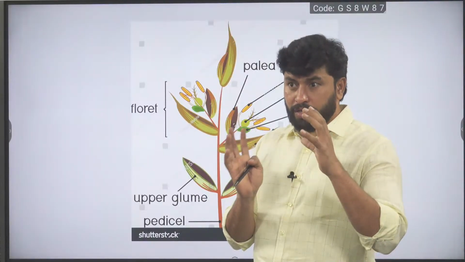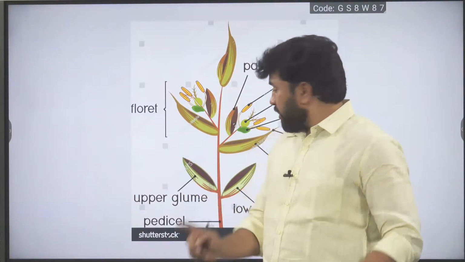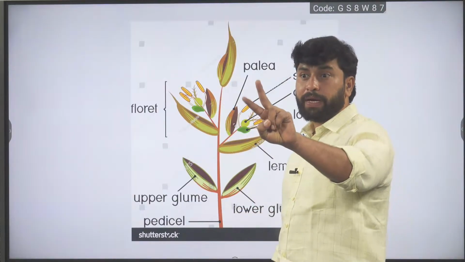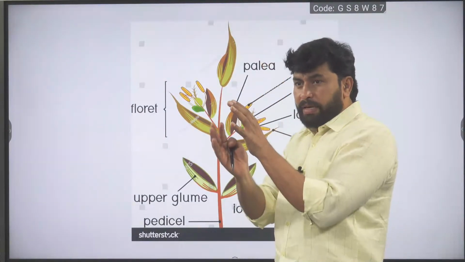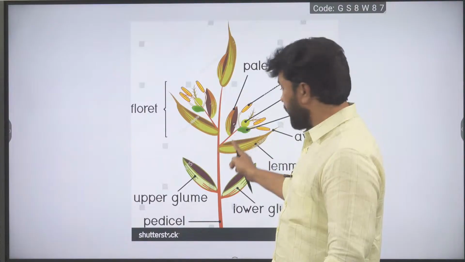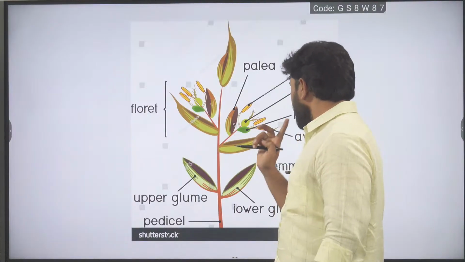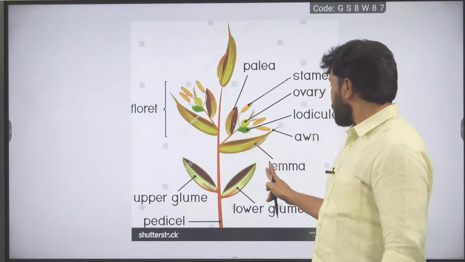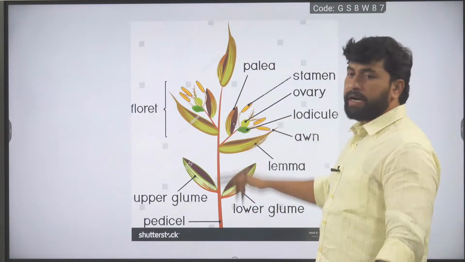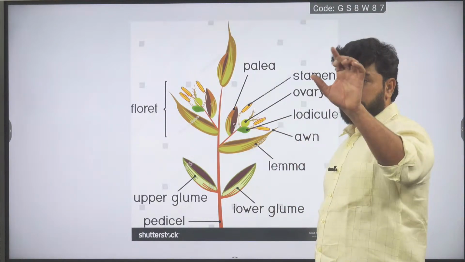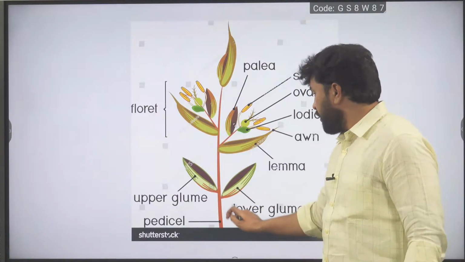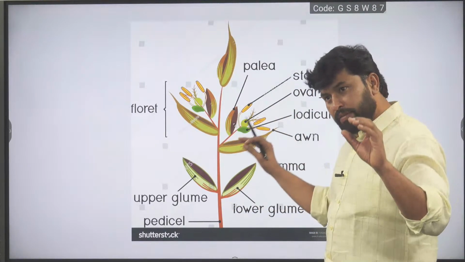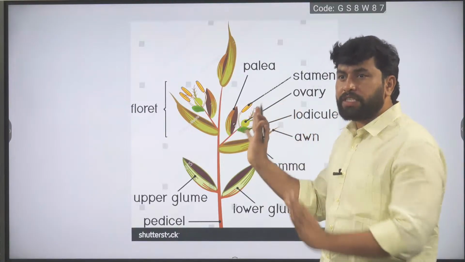Do you remember those terms? Bracts. Here, this is an inflorescence axis branch. There are 2 bracts, not one. 2 bracts will be covering this reduced flower. Those bracts have separate names. The lower bract, which is the large one, is called lemma. The upper bract is called palea. Be careful. The glumes are developed at the origin of this branch of the inflorescence axis.